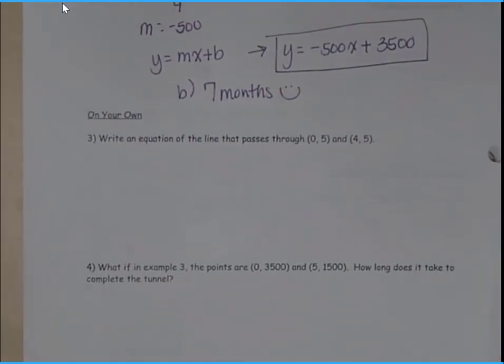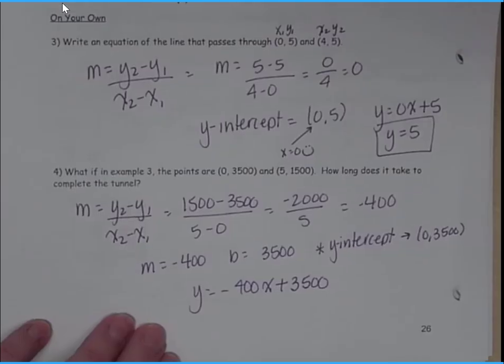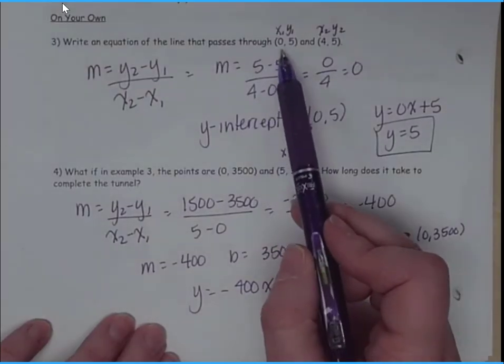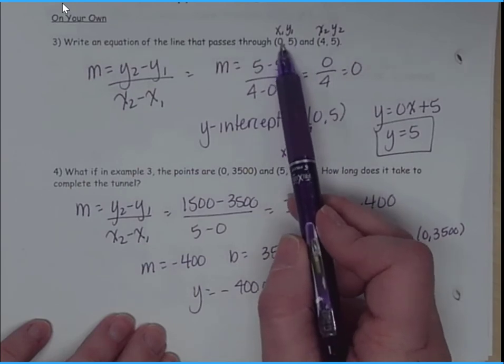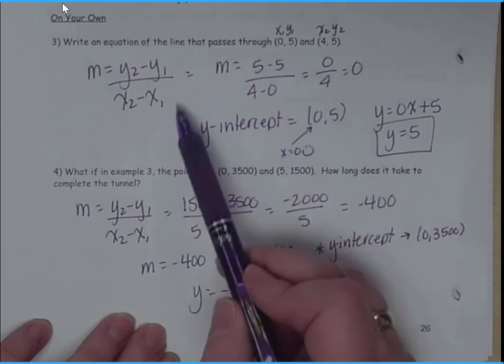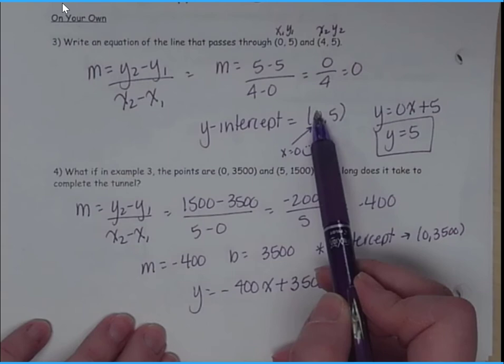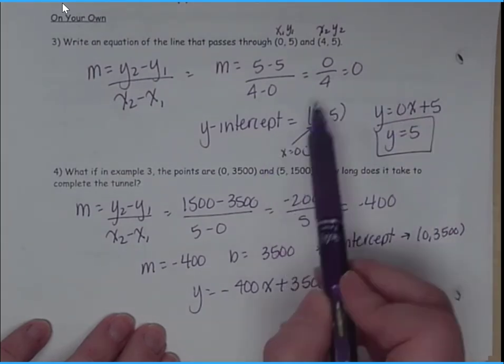All right, go ahead on your own. 3 and 4, hit pause, come back, and let's take a look. All right, let's see how you did. Now, right here, if my x is 0, this is my y-intercept. So I know what my b is going to be.